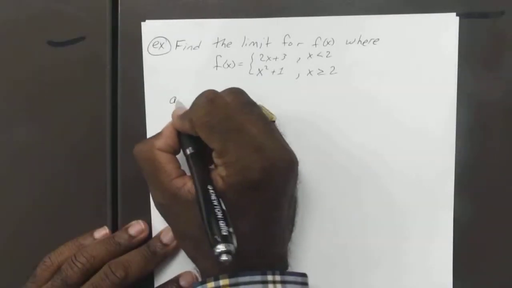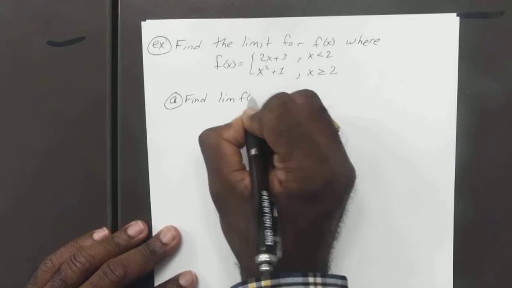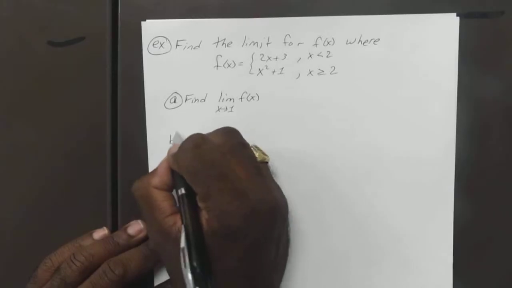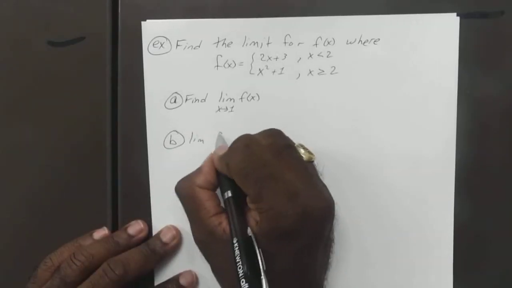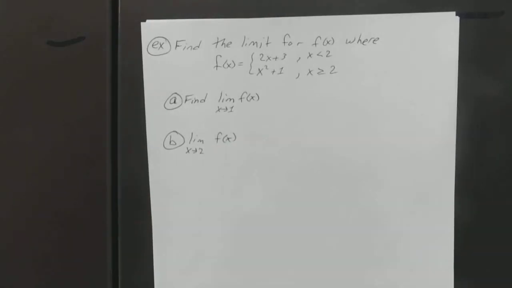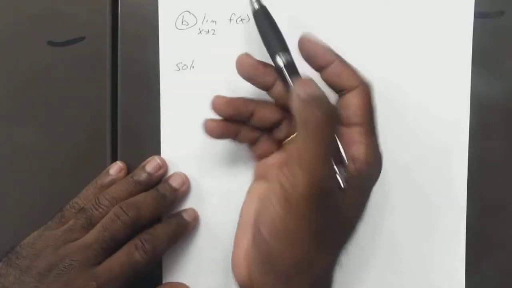Okay, so the first thing we want to do is find A, the limit of f of x as x approaches 1. And B, we want to find the limit of f of x as x approaches 2. Before we start, the first thing we want to do is get a clear understanding of what we have as far as the piecewise go. Part A is actually pretty straightforward.